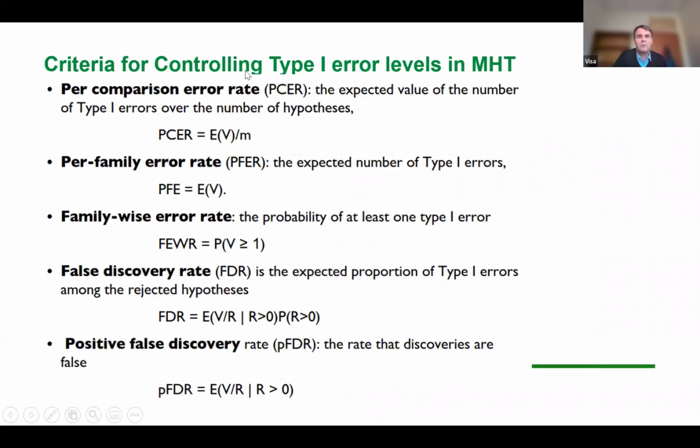And there are a number of different criteria for controlling type 1 errors in multiple hypothesis testing. Maybe one of the best known is the family-wise error rate, which gives you the probability of making at least one type 1 error. But today we'll be considering the false discovery rate, which controls the expected proportion of type 1 errors among all the rejected hypotheses, where you have selected that some alternative hypothesis is in place.